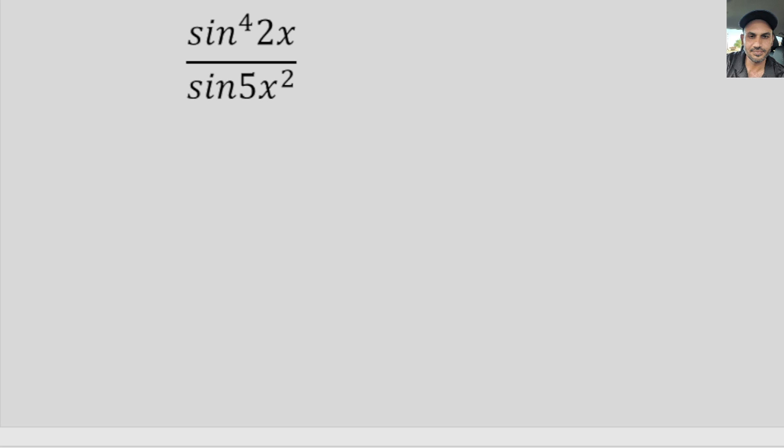Hello everyone, in this video I'm going to take the derivative of a trigonometric function of the form sine x. So we have our function, which is a quotient of two functions: sine to the fourth of 2x divided by sine of 5x squared, and we want to take the derivative of this function. So we can apply the quotient rule here.